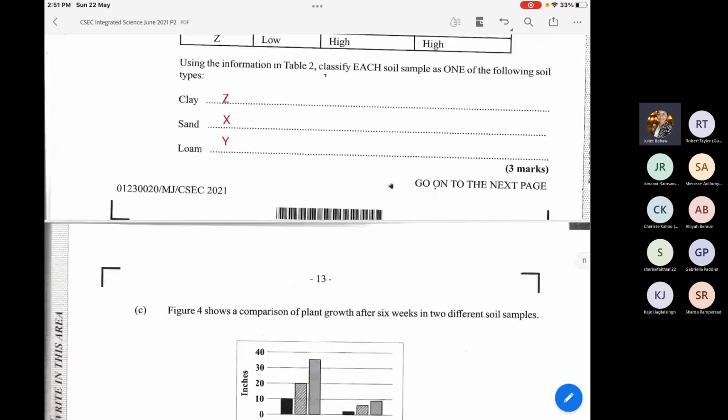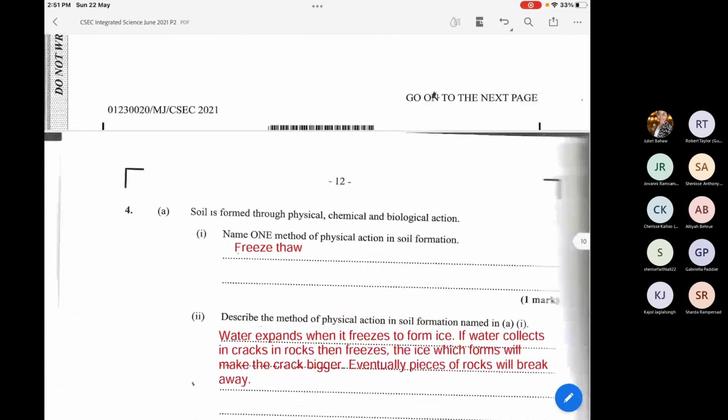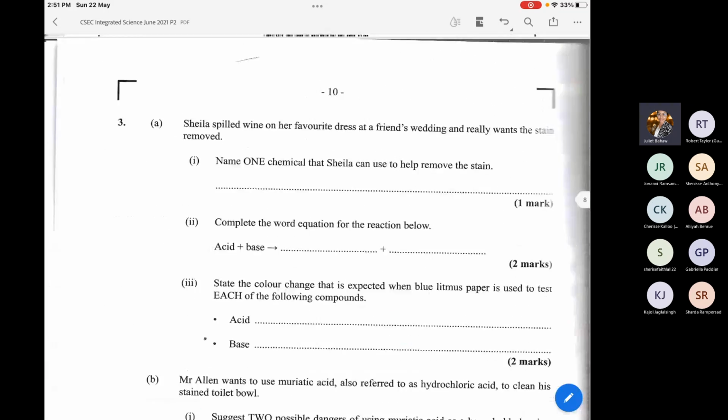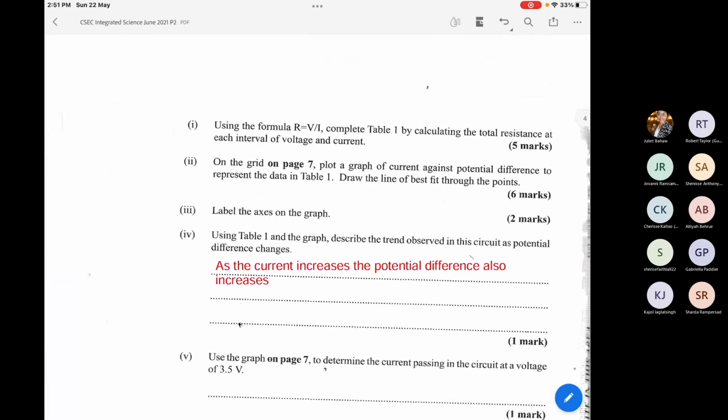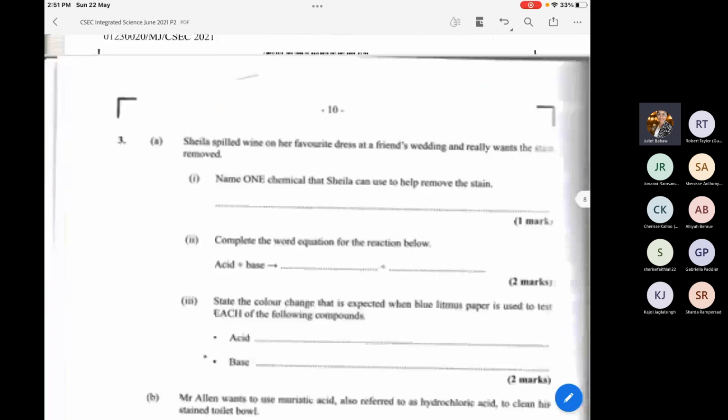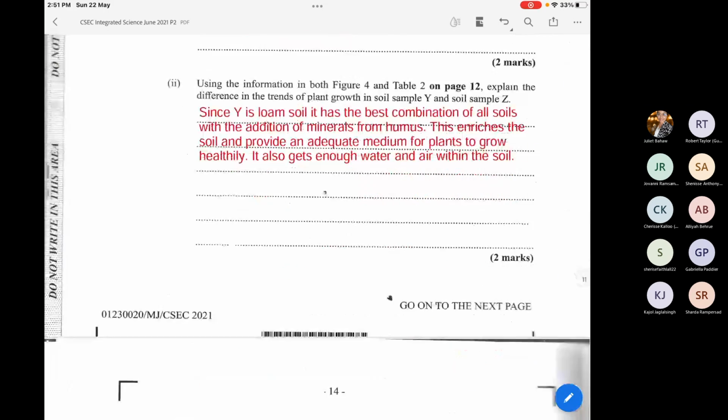Anything with patterns and trends, for instance, if they ask you about a pattern with this graph, give a general trend. Don't just pick 1 point, 2 points. All right.